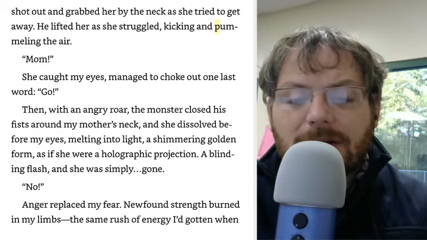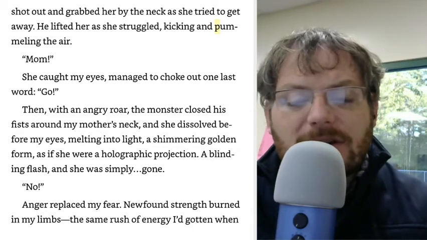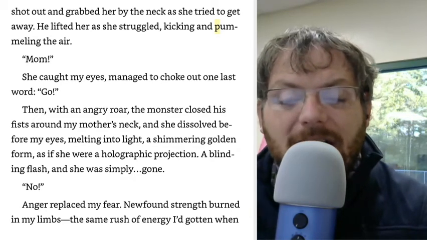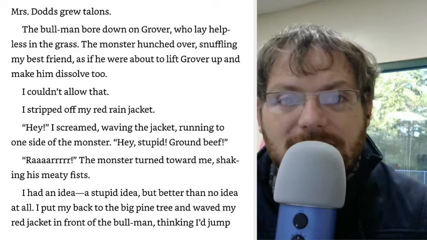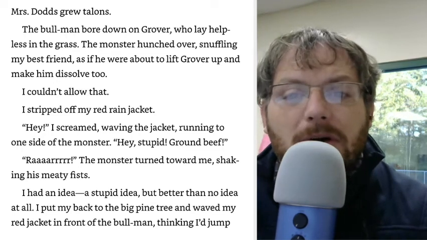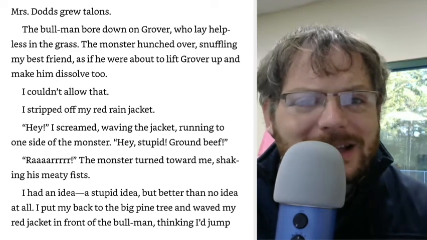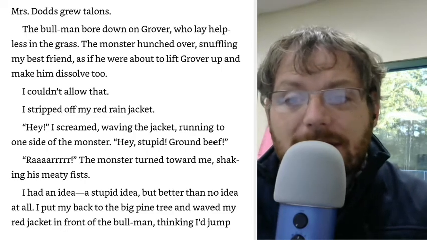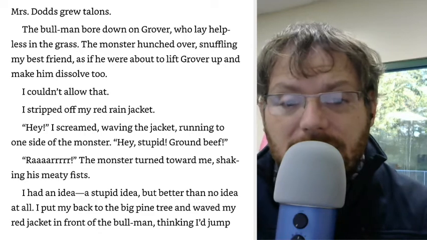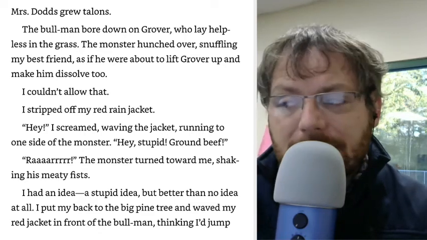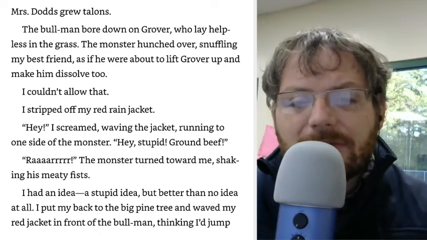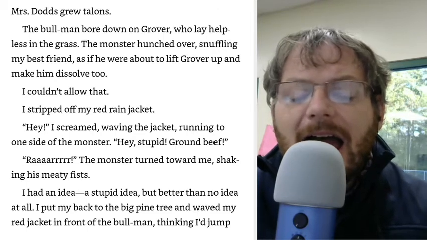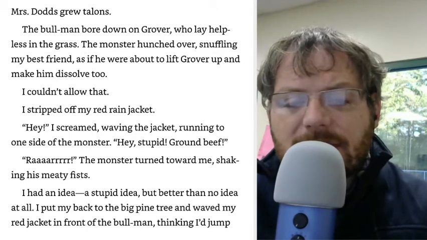"No!" Anger replaced my fear. Newfound strength burned in my limbs, the same rush of energy I'd gotten when Mrs. Dodds grew talons. The bowman bore down on Grover, who lay helpless in the grass. The monster hunched over, snuffling my best friend, as if he were about to lift Grover up and make him dissolve too. I couldn't allow that. I stripped off my red rain jacket.